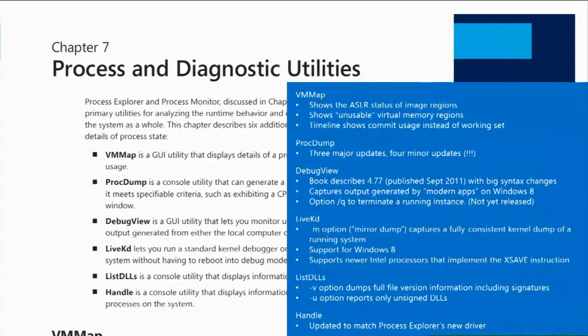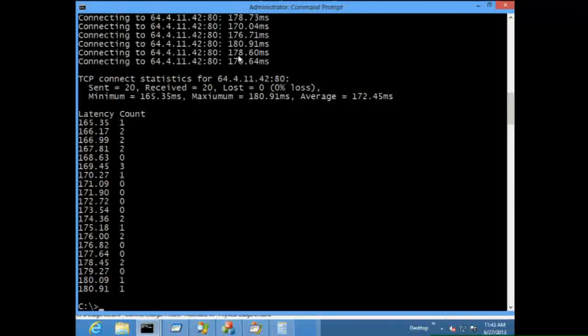Okay, Chapter 7, Process and Diagnostic Utilities. VMMap. So VMMap is a utility that shows you, for any given process, you say, I want to take a look at this process, it'll tell you here's what's in its virtual memory space. Different types of memory, whether it's image, whether it's readable or writable or executable, whether it's heap, whether it's private data. One of the new features it has is it'll show you what's called unusable memory.